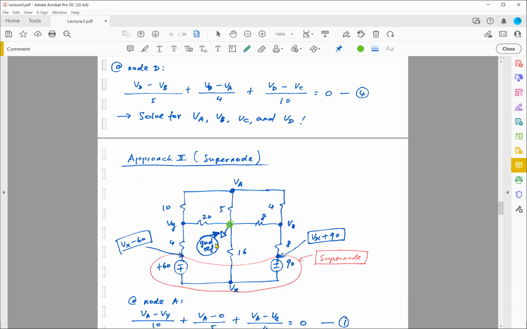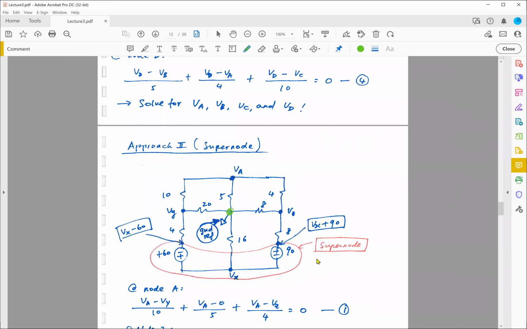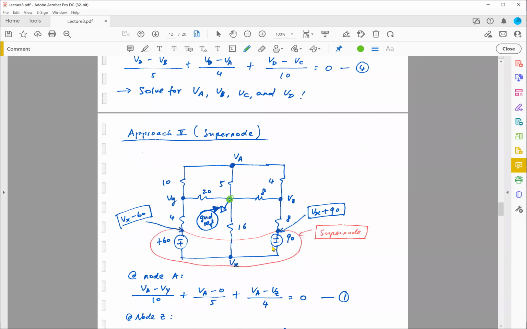And instead of using A, B, C, D, I think I use X, Y, Z, and A over here. Change the variable a little bit, that's okay. So now, after I reassign my ground reference, even though the circuit is the same, I basically changed the way I solve this problem a little bit, right?